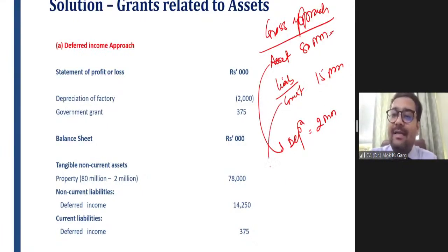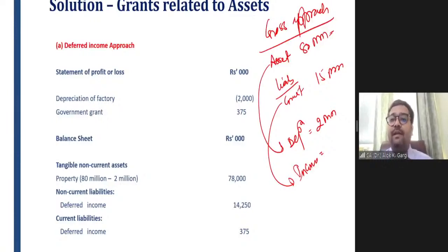And what about this grant income? This 15 million has to be charged over a period of 40 years. It has to be not charged, has to be amortized. So 15 divided by 40. It is 3,75,000. Okay. So it is 0.375 million. So friend, going by the gross approach, the depreciation should be charged at 2 million.